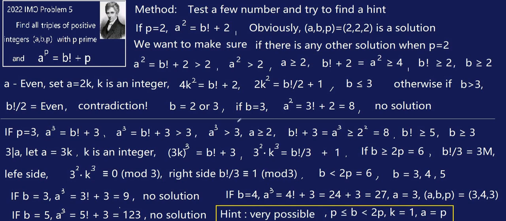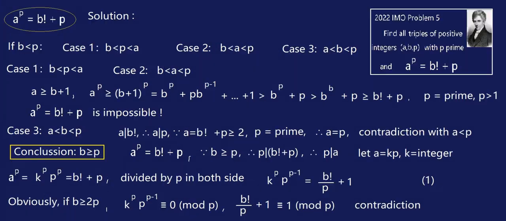Next step, we will use the same method to go with the solution. Now we go with the solution. We will prove it is impossible for b less than p. Suppose b less than p, then we will have 3 cases.